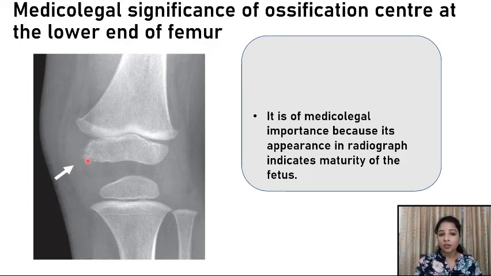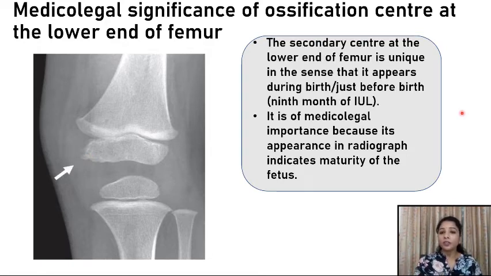This ossification center, the secondary center that we see here on the medial side, is for the adductor tubercle. The secondary center at the lower end of the femur is unique because it appears just before birth or during birth, and it is of medico-legal importance because its appearance indicates the maturity of the fetus, and this center later forms the adductor tubercle of the femur.